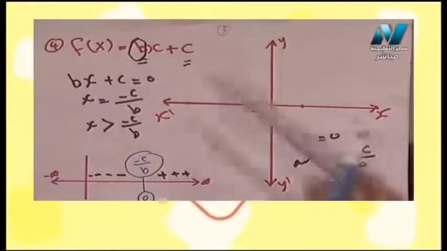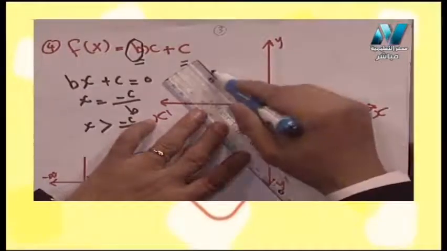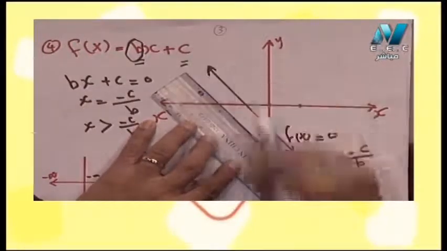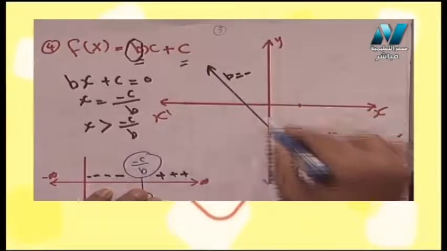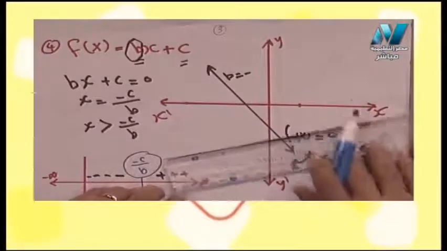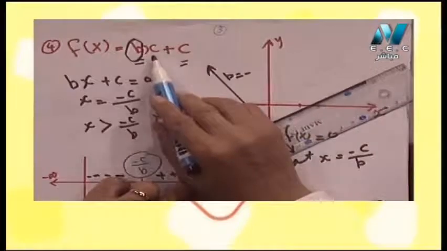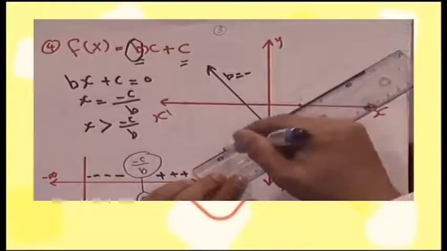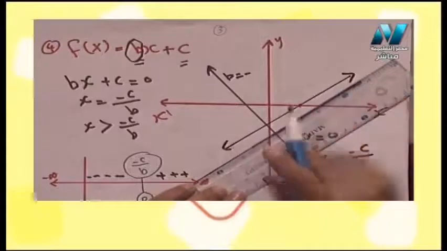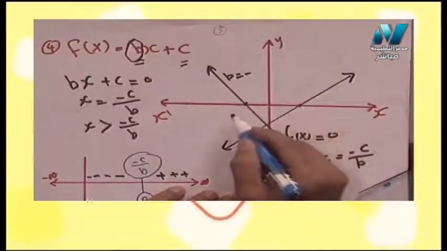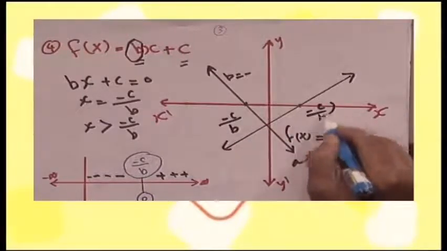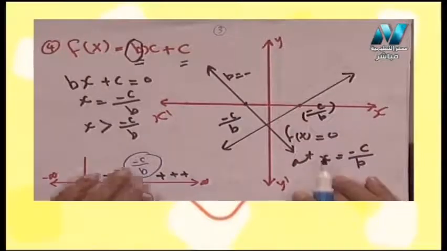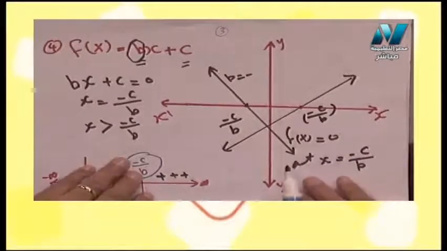And this straight line may be like this. Straight line here. If b is negative, it will be like this straight line. But if b, which is the coefficient of x, is positive, it will be like that. And this point here is negative c over b, and this one also is negative c over b. This is generalized. Let's see if we have a specific function.